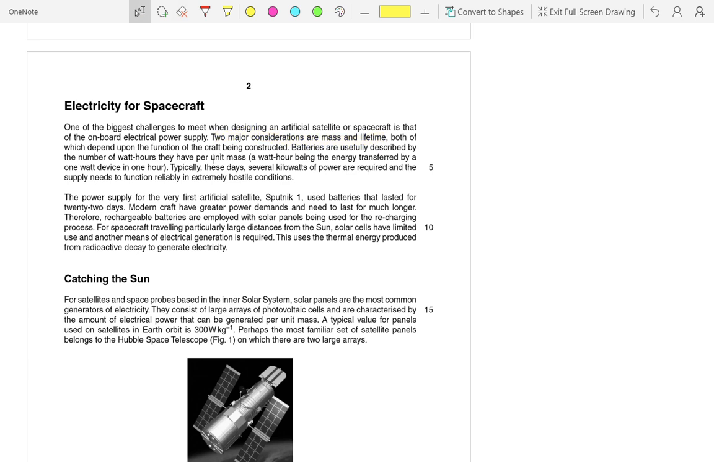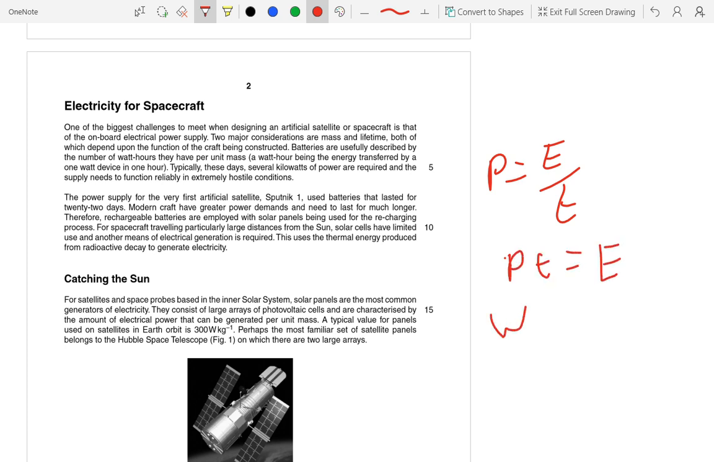So it tells you a bit of random information. So battery is usually described as number of watt hours that they have per unit mass. So a watt hour is an energy, because you should know the equation. Power equals energy over time. Power times time equals energy. So watt times a unit of time, so whether that be seconds or minutes or hours, that's some form of energy. And it's saying watt hours of energy per unit mass.